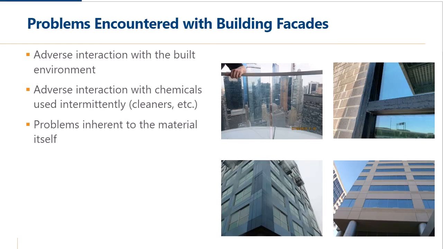Second, there are adverse interactions with chemicals that are used intermittently. These are typically cleaners, or nothing that's part of your typical environment, but something that might be used on the building once in its lifetime or periodically. And then additionally, there are problems inherent to the material itself, where a material may not be stable in a given environment or may alter with time, and that can lead to alteration and distress.